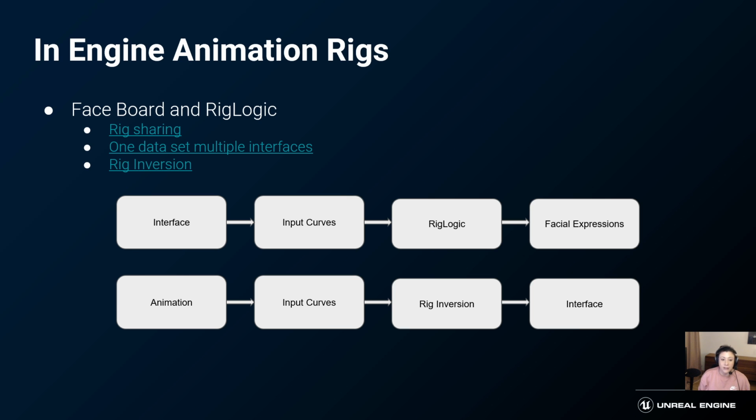So the logic goes as follows. We have an interface, which is a board in this case, which drives the input curves of the rig logic, which drives the facial expressions. The facial expressions are joints and blend shapes. When you animate, you bake back to the input curves, which through rig inversion, you can retarget on the same interface or a different interface. This concept is also very powerful because, as I mentioned, similar to the bodies, except that now we are operating on the input curves, you can create different rigs and retarget from one rig to another.